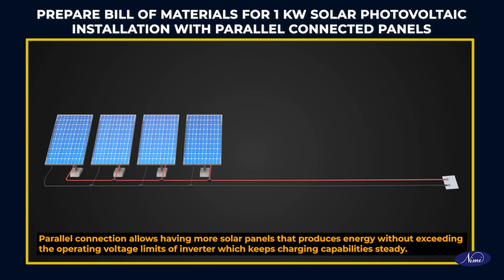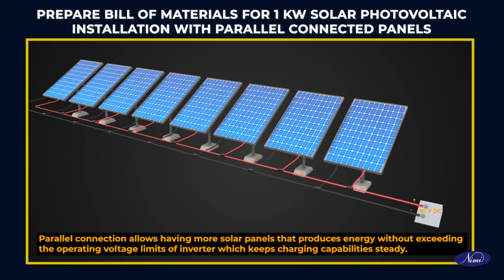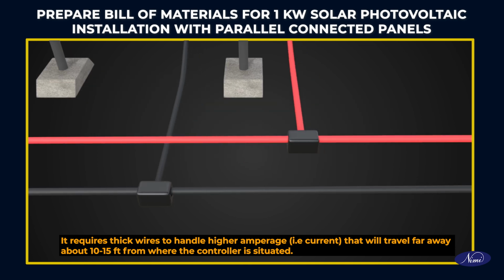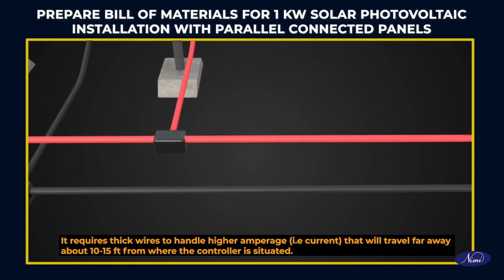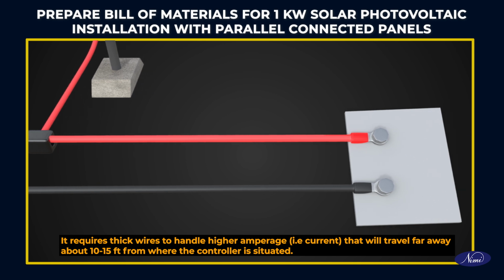Parallel connection allows having more solar panels that produce energy without exceeding the operating voltage limits of the inverter, which keeps charging capabilities steady. It requires thick wires to handle higher amperage, that is, current that will travel far away, about 10 to 15 feet from where the controller is situated.